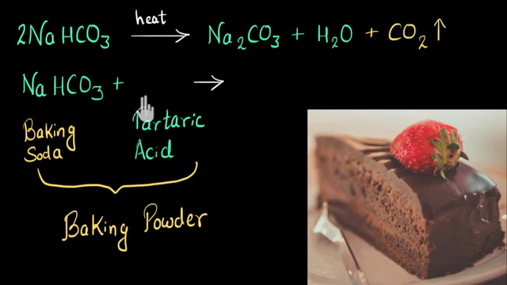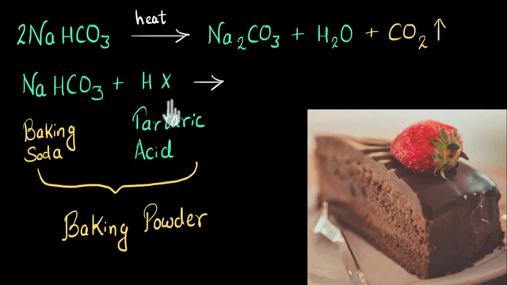Just know that tartaric acid has H+. It can give H+ ion because it's an acid, and it has some random negative ion. I'm denoting that with X-. So its chemical formula will be, let's say, HX. Okay, just to keep things simple over here.